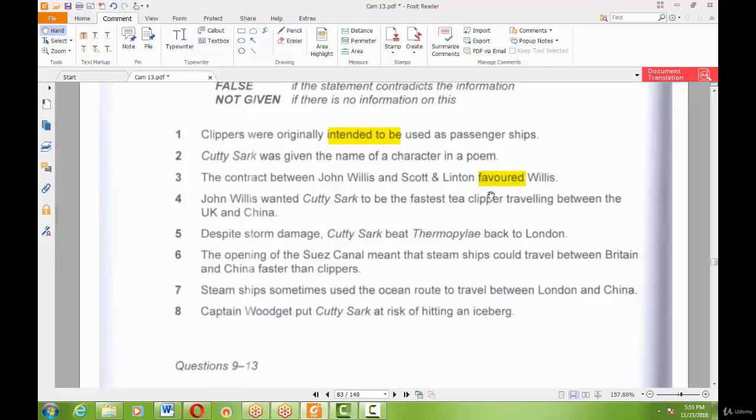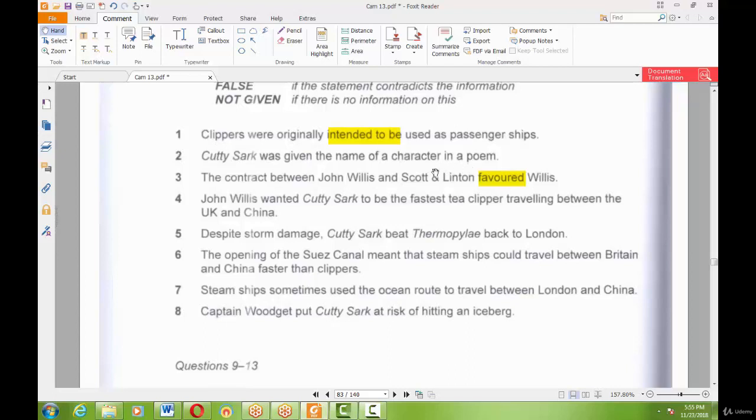Do you understand? When I get to this correct sentence, it's either going to use synonym language that means the same as favored, or it's going to use synonym language that is a contradiction to favored, or it won't say whether it's favored or not. And in that situation, it will be not given. And that's why being able to spot the synonym language in the sentence is so important to be able to find your correct answer choice.